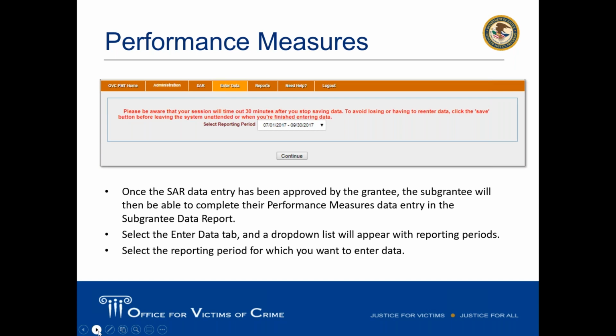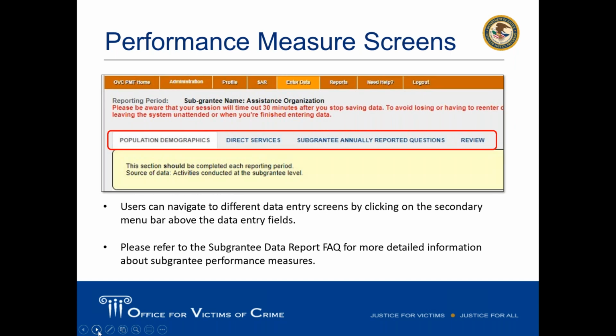Performance measure screens. Users can navigate to different data entry screens by clicking on the secondary menu bar above the data entry fields. Please refer to the sub-grantee data report for more detailed information about your performance measures. A lot of times people like to go back and make sure that they have their reports in. Remember, once you enter your data, it will be locked. So if you remember that you have forgotten something or need to add something else, make sure you give us a call, as in your program director, so we can unlock the report for you and allow you to go back in.